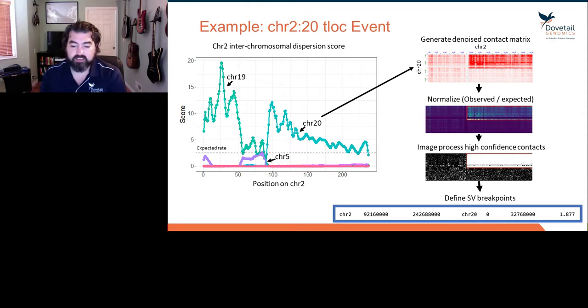And we're basically saying that this contact region, that these breakpoints exhibit a contact frequency that's higher than the expected rate, which is, again, what we see when we just look at the number of pairs that exhibit a higher level of contacts and the score figure.